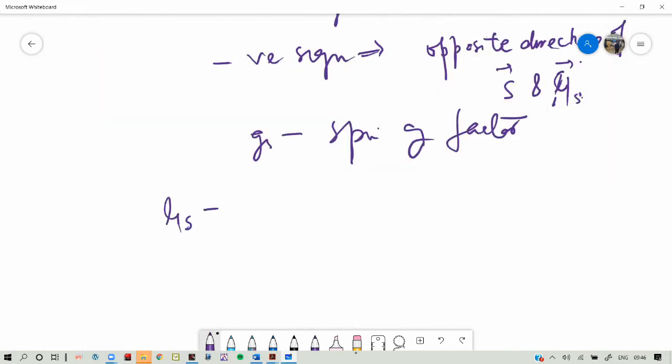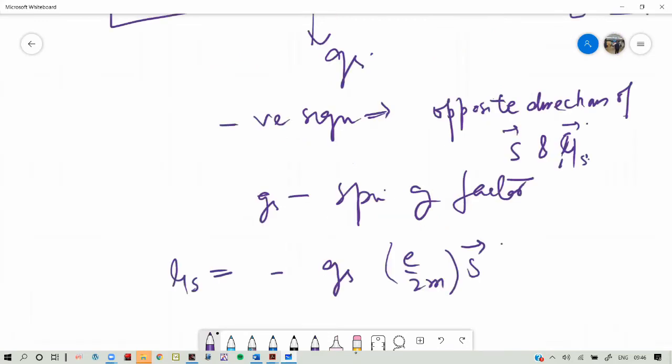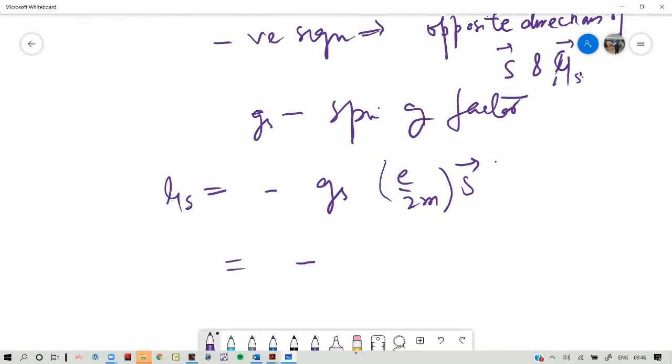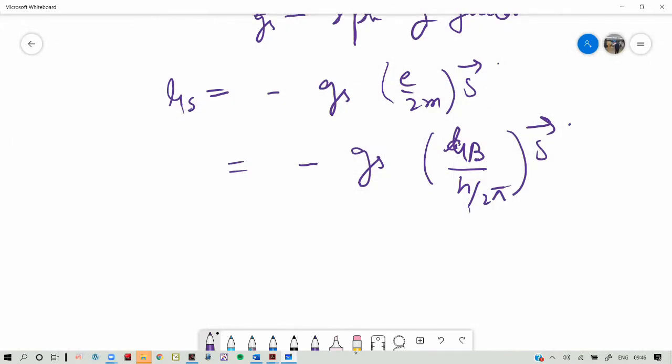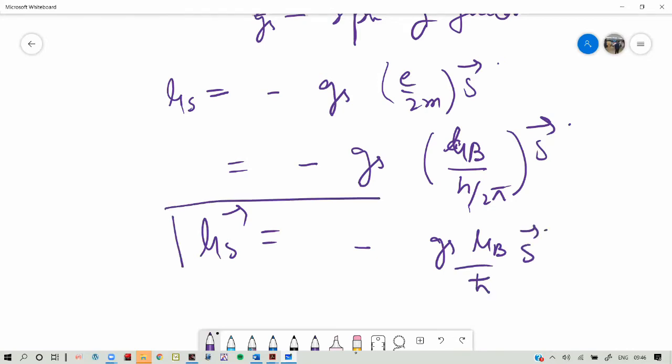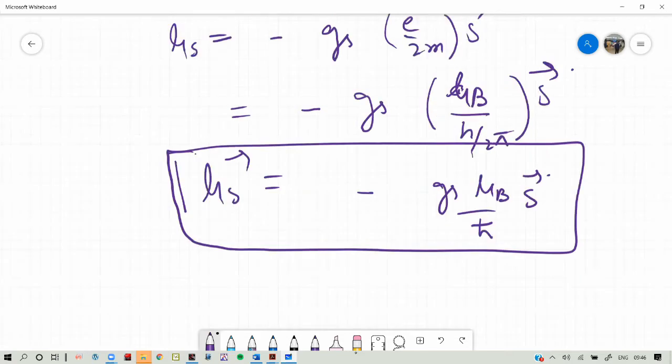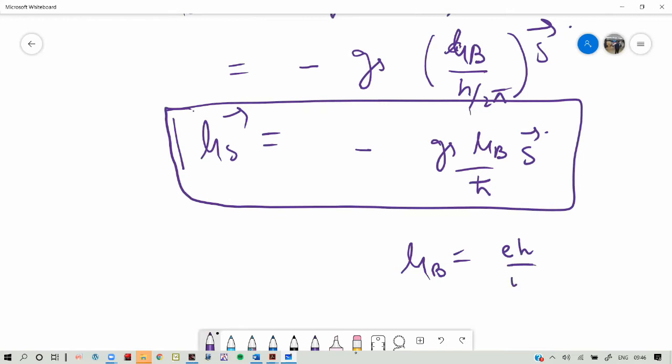Now we can write mu S is equal to minus GS e by 2m into S here. I can also write it as minus GS mu B by h by 2 pi into S. So this is how we can write mu S is equal to minus GS mu B by h cut, since h by 2 pi is h cut. This is one expression in terms of the Bohr magneton, where mu B is the Bohr magneton, and mu B is actually equal to eh by 4 pi m.